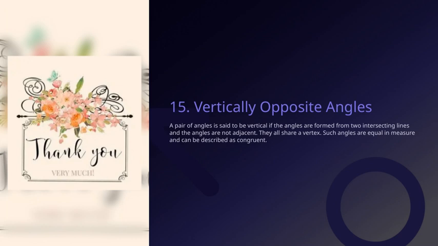Understanding vertically opposite angles helps us see symmetry in intersecting lines and can be very useful in solving geometric problems. It's a fundamental concept that ties into our overall study of angles and their relationships, emphasizing how certain angles maintain their measures even when lines cross.